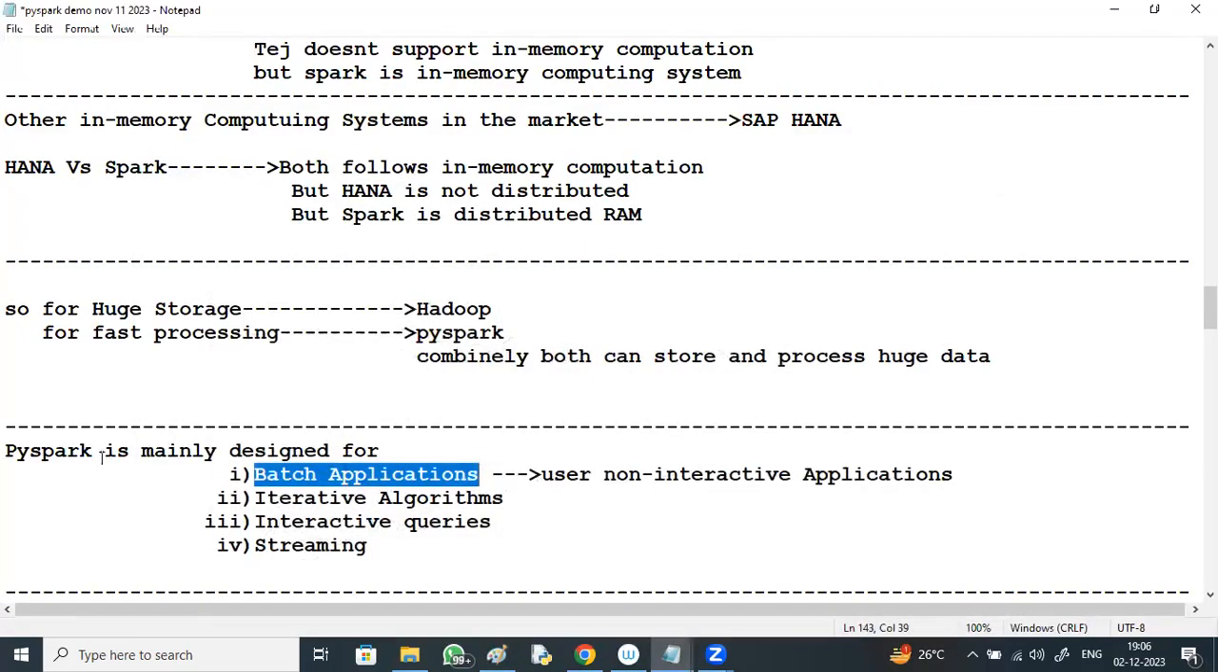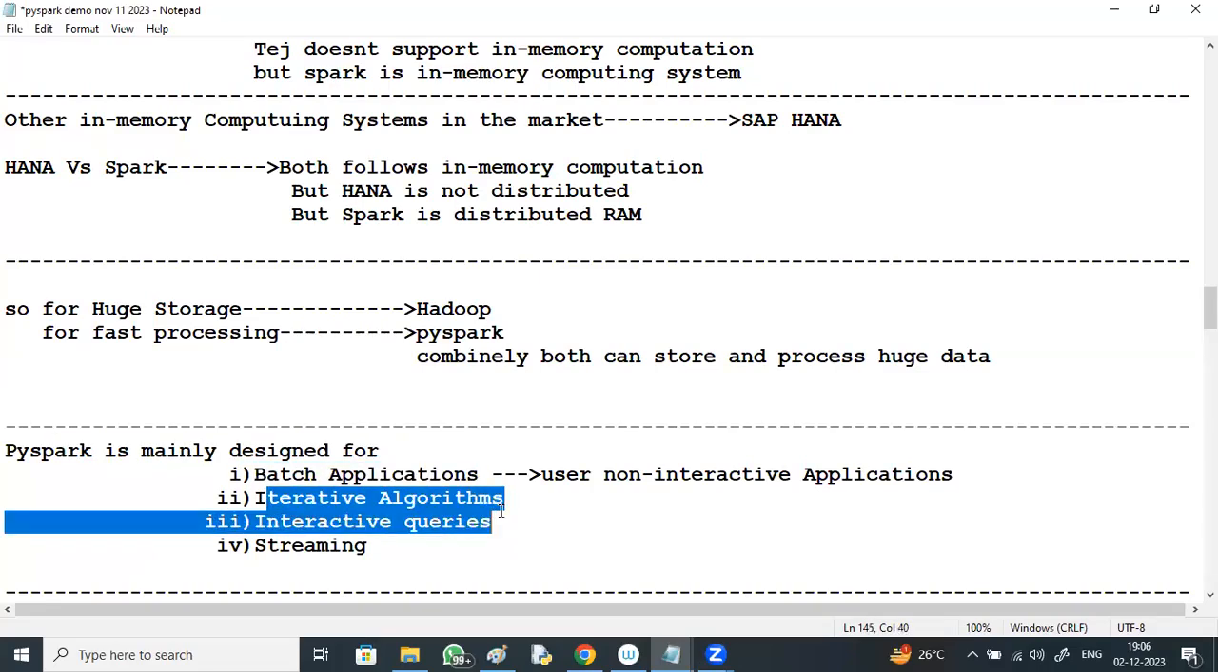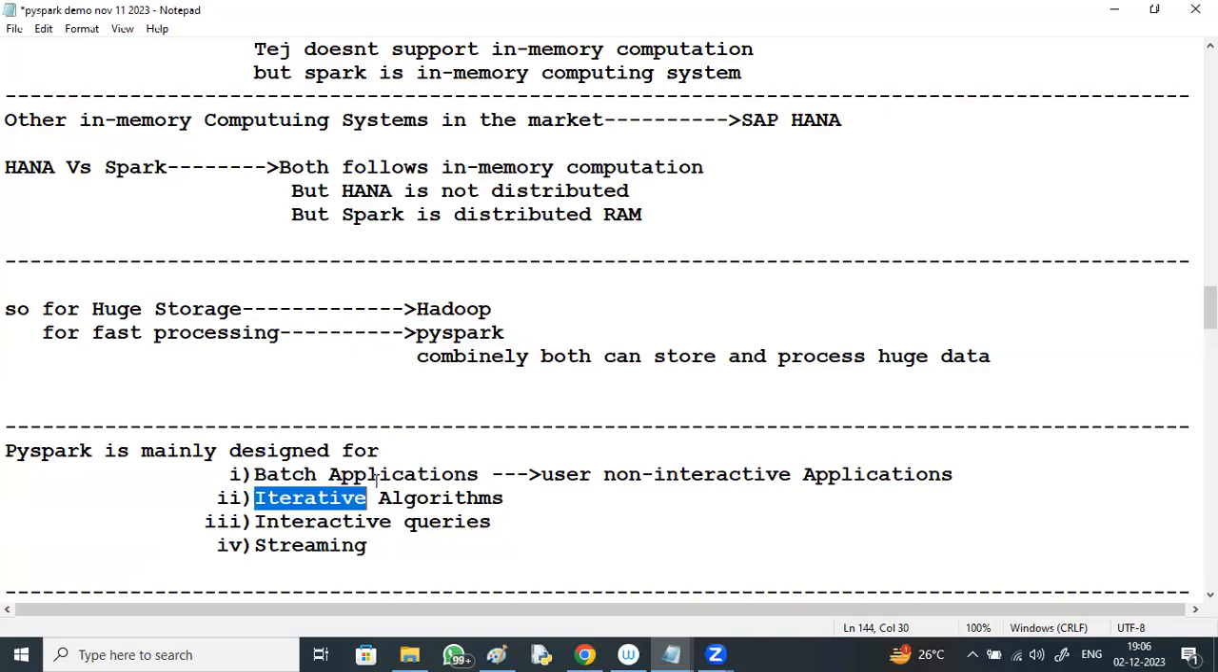Okay. So PySpark is mainly designed for batch applications and iterative algorithms. Most ML algorithms are iterative in nature. Iterative means we apply the technique again and again on the same input data. Whenever we apply the technique, we get some error, so we repeatedly keep applying it until the error becomes 0.